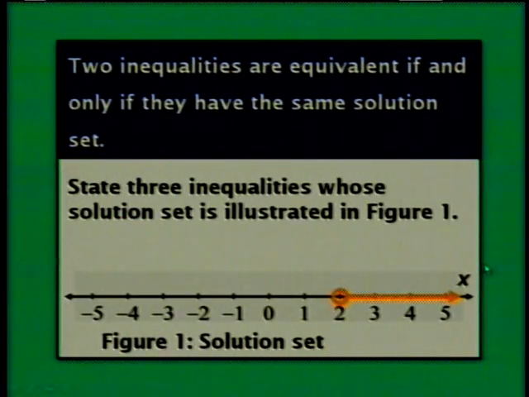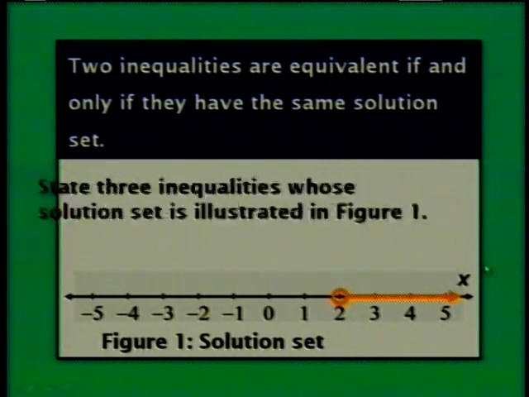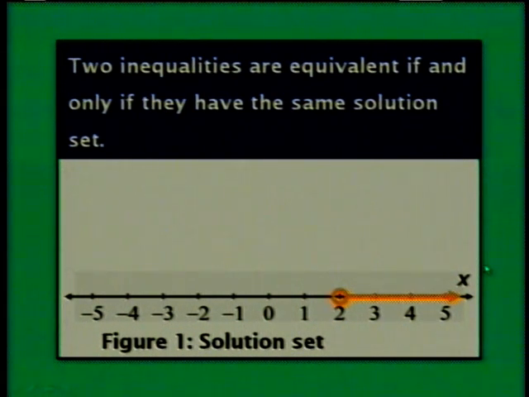Let's explore this idea by starting with the solution set. In Figure 1, I've drawn a solution set. Let's state 3 different inequalities whose solution set is illustrated in Figure 1. Well, the first thing I'm noticing is that the endpoint to the solution set is 2, but since there's an open circle at 2, 2 is not included in the solution set. The solution set includes all the numbers to the right of 2.